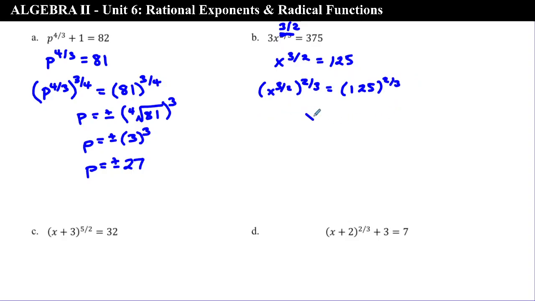Okay, so we end up with x equaling what is essentially the cube root of 125 squared. This we can actually do. The cube root of 125 is 5. So you end up with 5 squared. 5 squared is 25. So your answer for this one is 25.